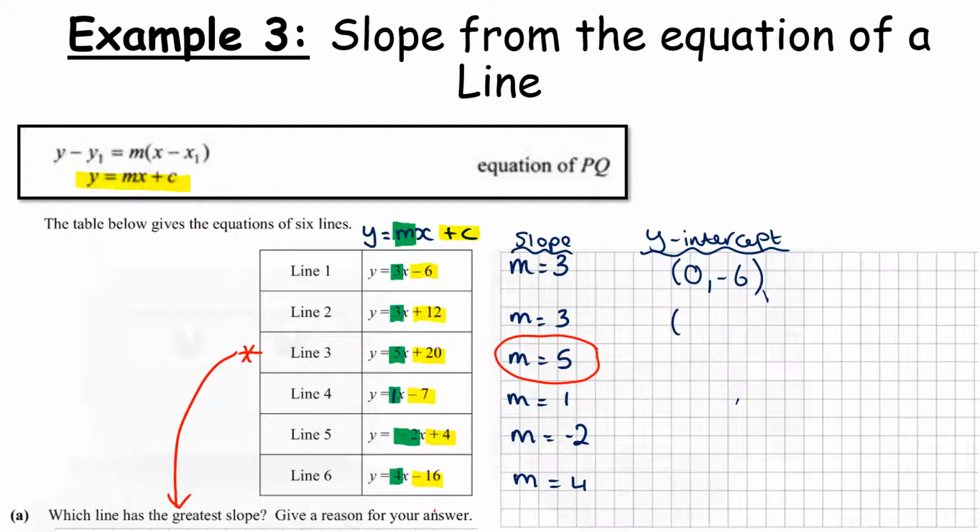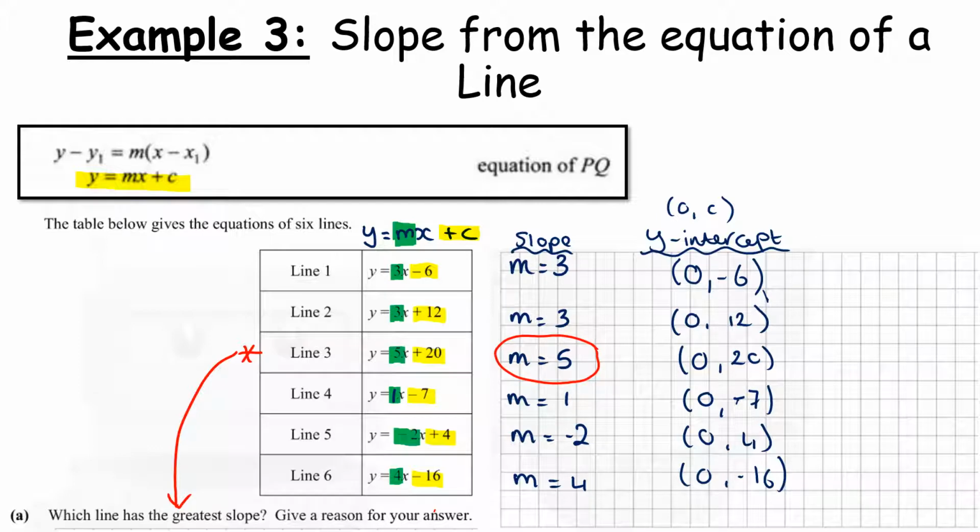And this is linking back to that little diagram on the top of page 18 in your log tables, which shows us the point 0, c. And we get 0, minus 7, 0, 4, and 0, minus 16. It's important that you're able to pull out both of those pieces of information, so your slope and your y-intercept, given the equation of the line, because it can be very helpful. And we'll do some examples where you can see this in more detail.